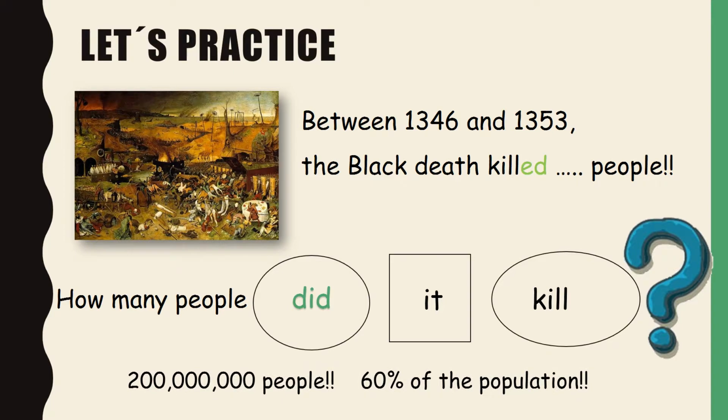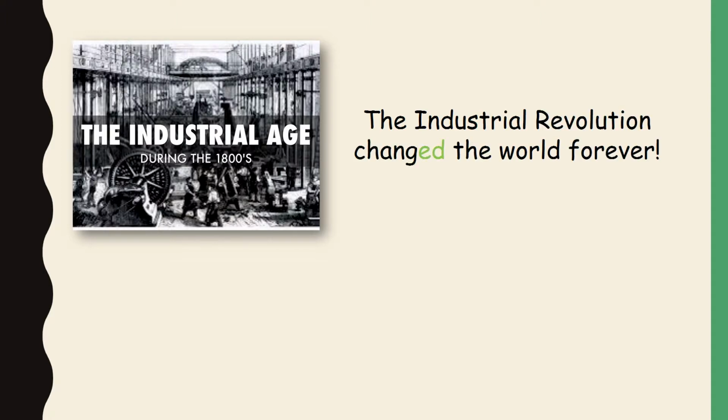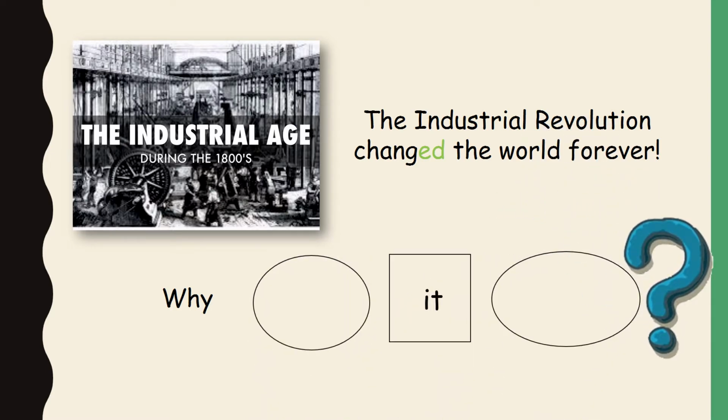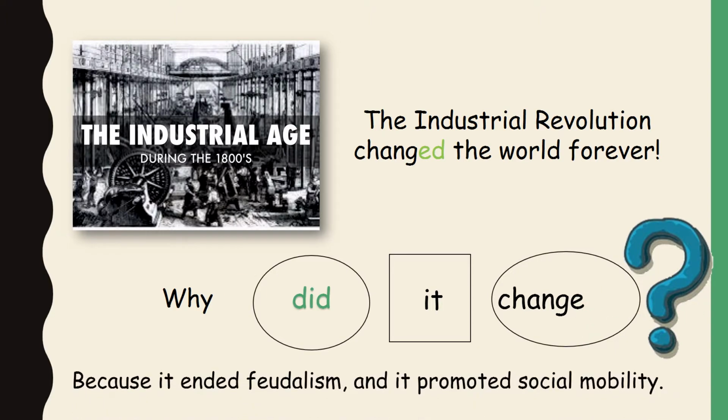200 million people. 60% of the population at that time. Imagine that. The Industrial Age. The Industrial Revolution changed the world forever. Why? I have no idea. So, form of the question. It for the Industrial Revolution, changed is the verb. We drop ed and we have the did. Why did it change? Because it ended feudalism and it promoted social mobility.